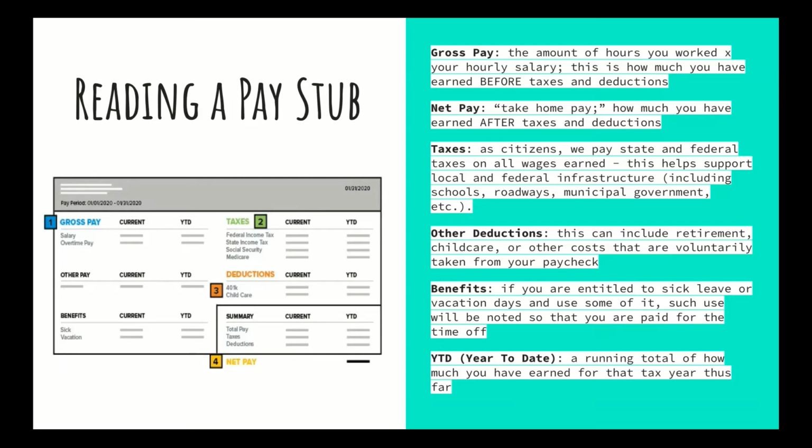And so under your benefit section, it will list down the current amount of hours left and then your year to date. Okay, so how many you've used so far. And of course, YTD at the very end, year to date, is just a running total of how much you've earned for that tax year thus far.